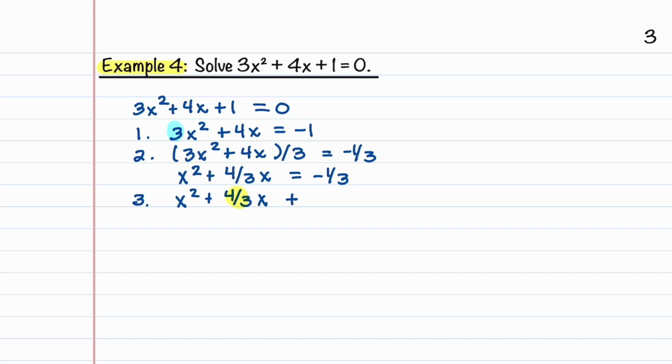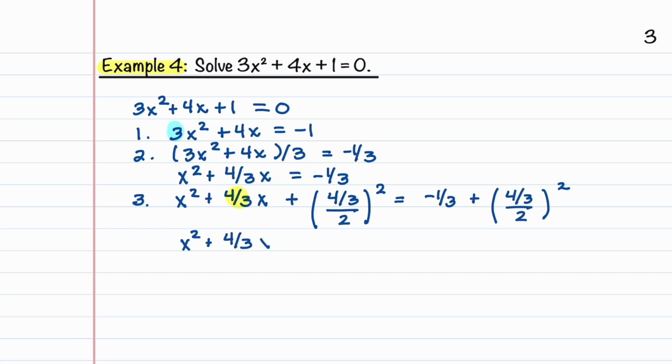I'm going to write this, just to make it easier, as 4/3 divided by 2, and we're going to square that. And then our right-hand side is minus 1/3, and we're also going to have to add to this side 4/3 divided by 2 squared. Before we go any further, let's go ahead and clean up this fraction. So I'm going to rewrite this as x squared plus 4/3 x.